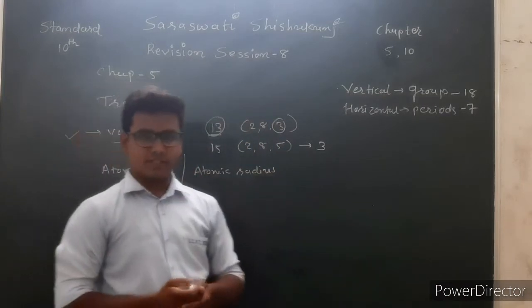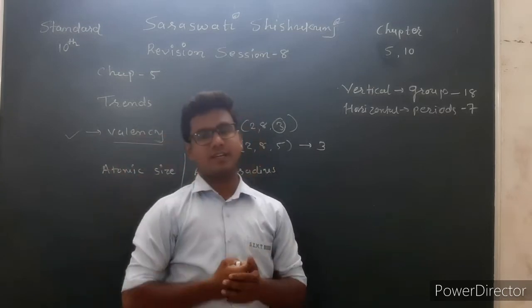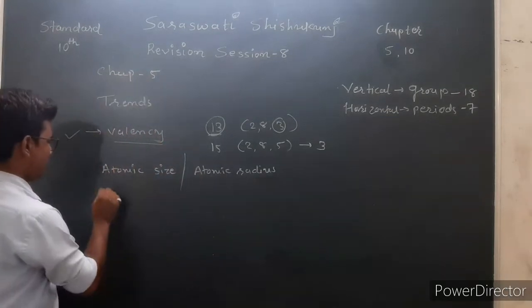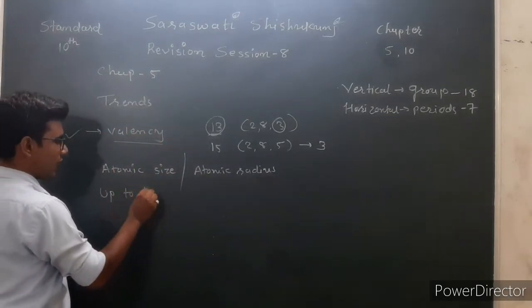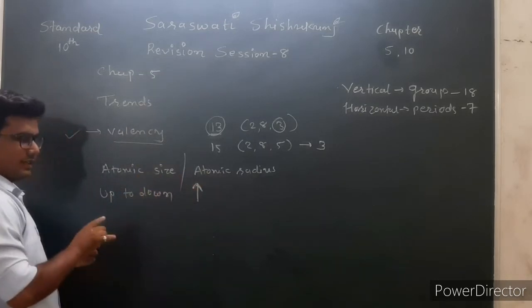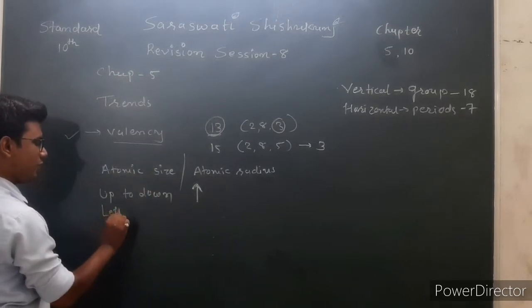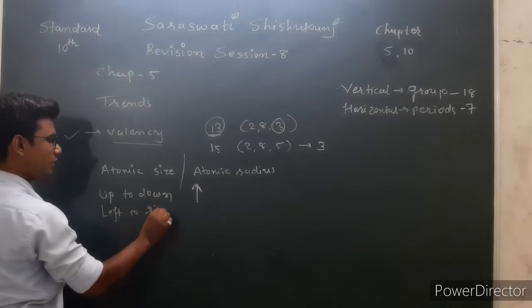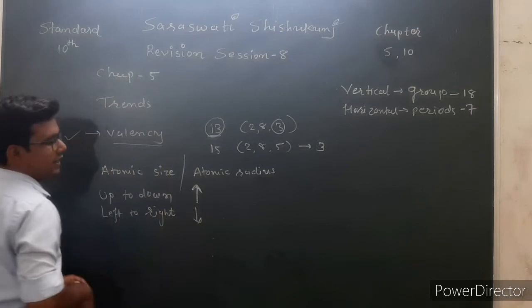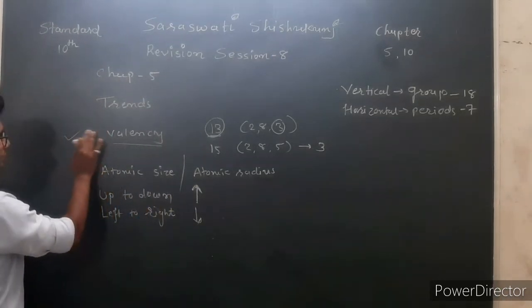So in atomic radius, when we move from up to down, means when the atomic number is increased in a group, the atomic size will get increased. So when we move from up to down, what will happen? The atomic size is increased. So it's simple. When we move from left to right, if up to down it is increased, then left to right it will get decreased. This we have understood.